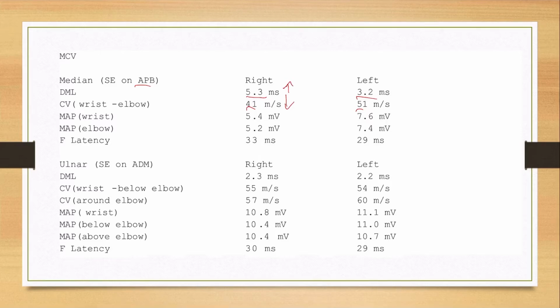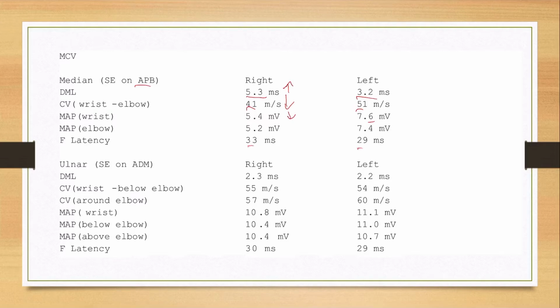The motor action potential over here, the CMAP, is 5.4 millivolts, so that's okay, although I would say that that's a little bit on the low side, but just borderline on that one, and 7.6, which is absolutely normal on the left hand side. So we can see here we've got motor fiber impairment as well. The F latency, just going down a little bit over here, is 33 milliseconds. That's a little bit prolonged compared to the 29.